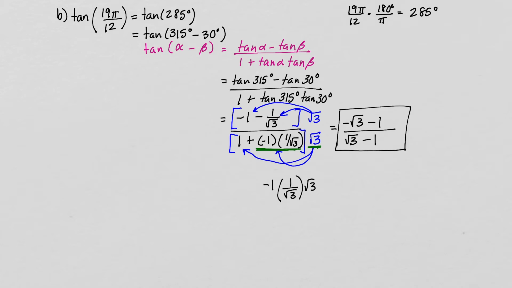So what happened here was just the root 3's cancel, and I had negative 1 times 1, which would be negative 1. No problem. Alex, where did I answer your question, or where are you talking about? Okay. Any other questions before we do another problem?